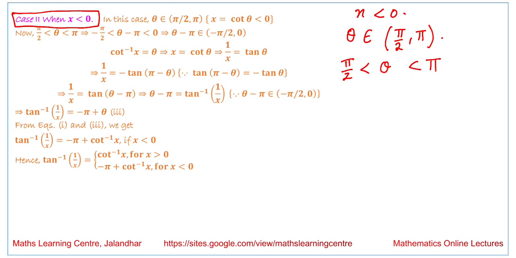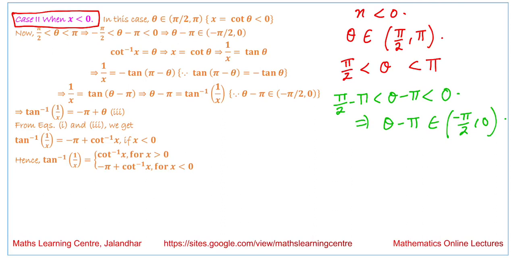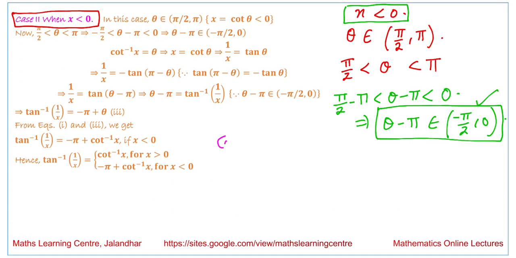So this implies that pi by 2 minus pi is less than theta minus pi is less than 0. So we get that theta minus pi belongs to the interval minus pi by 2 to 0. So what we are saying over here is when the value of x is negative, the value of theta minus pi should lie in the fourth quadrant, that is minus pi by 2 to 0.